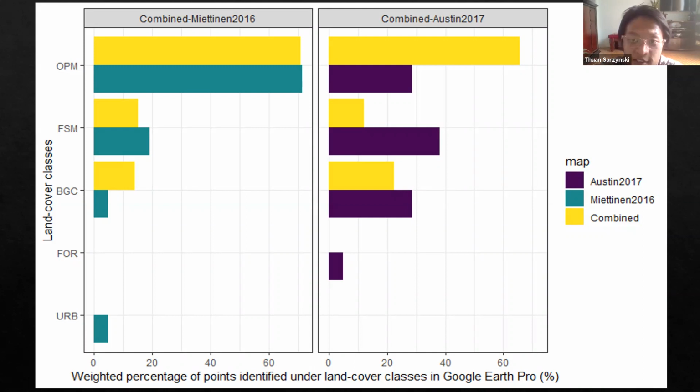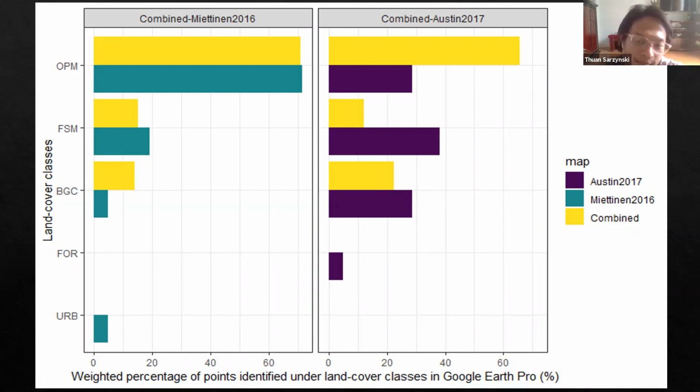And for Austin, the combined map had a higher percentage of detected oil palm, like 65. And for Austin, it was only 27, 28. So it means that the combined map was better at detecting oil palm than the Austin map for this data, according to this data, right?